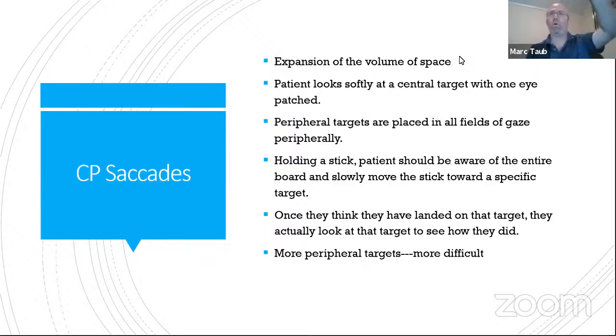Usually you're looking at a wall. So it could be a sticker on a wall. It could be on a chalkboard or a whiteboard. So it really could be anything. And all around, peripherally, are other targets.